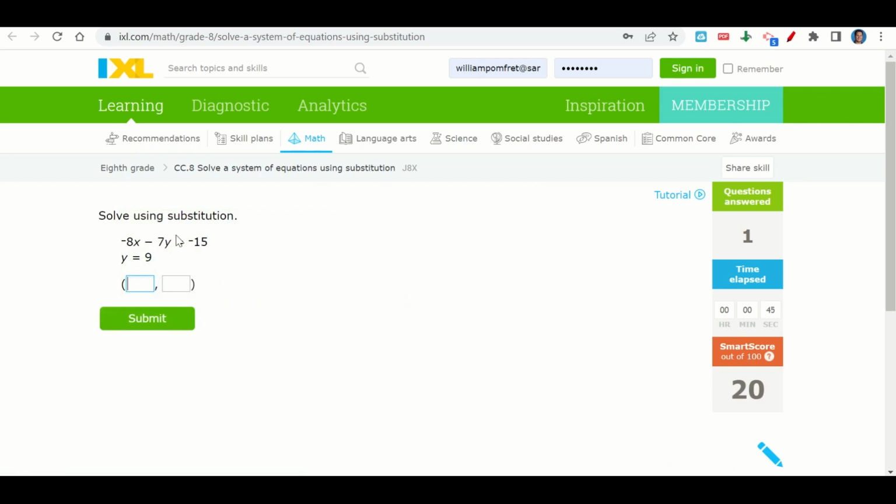So you'll continue to answer these questions. If you notice your SMART score starts to go up, you'll continue to answer questions until you get a SMART score of 80. If you miss a question, it's okay. You'll just keep answering questions until your SMART score goes back up.